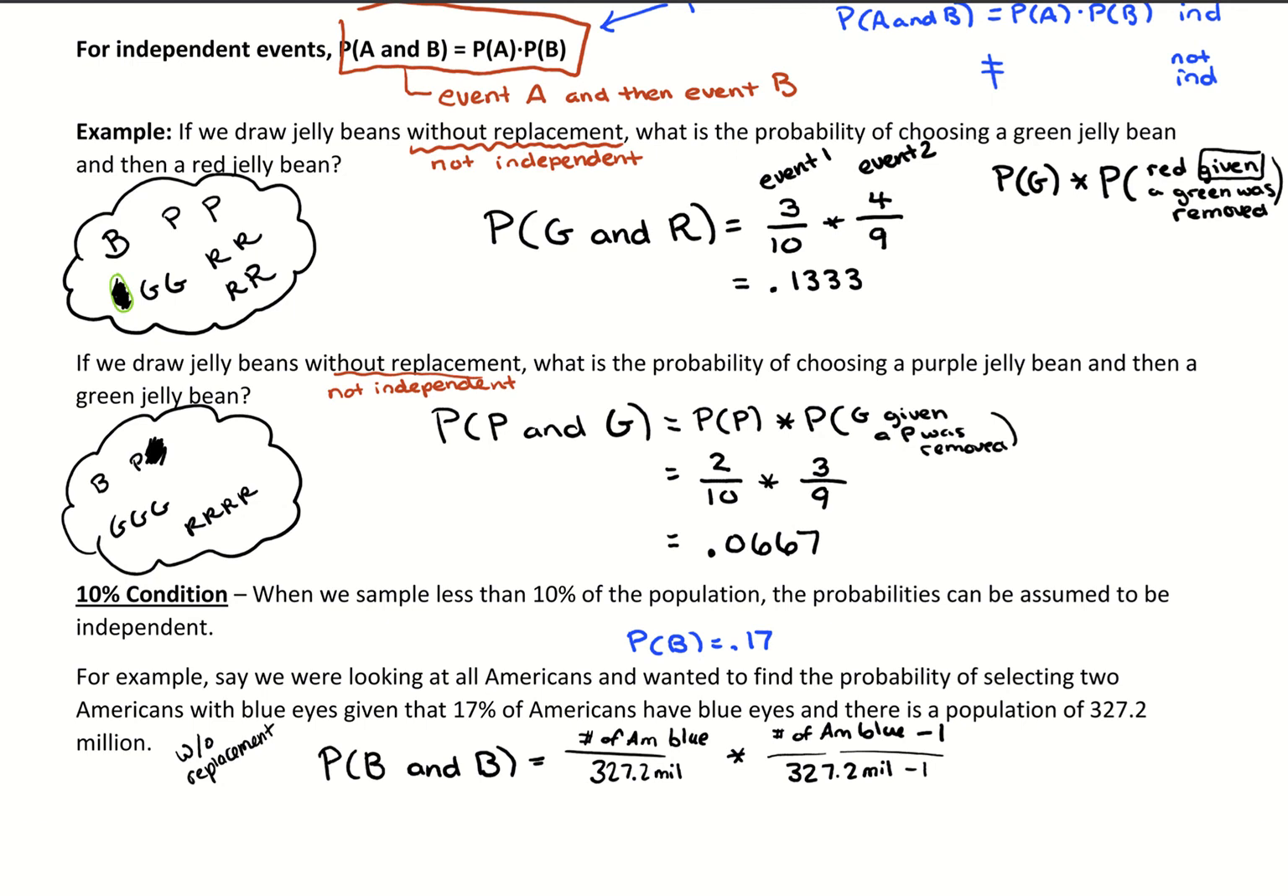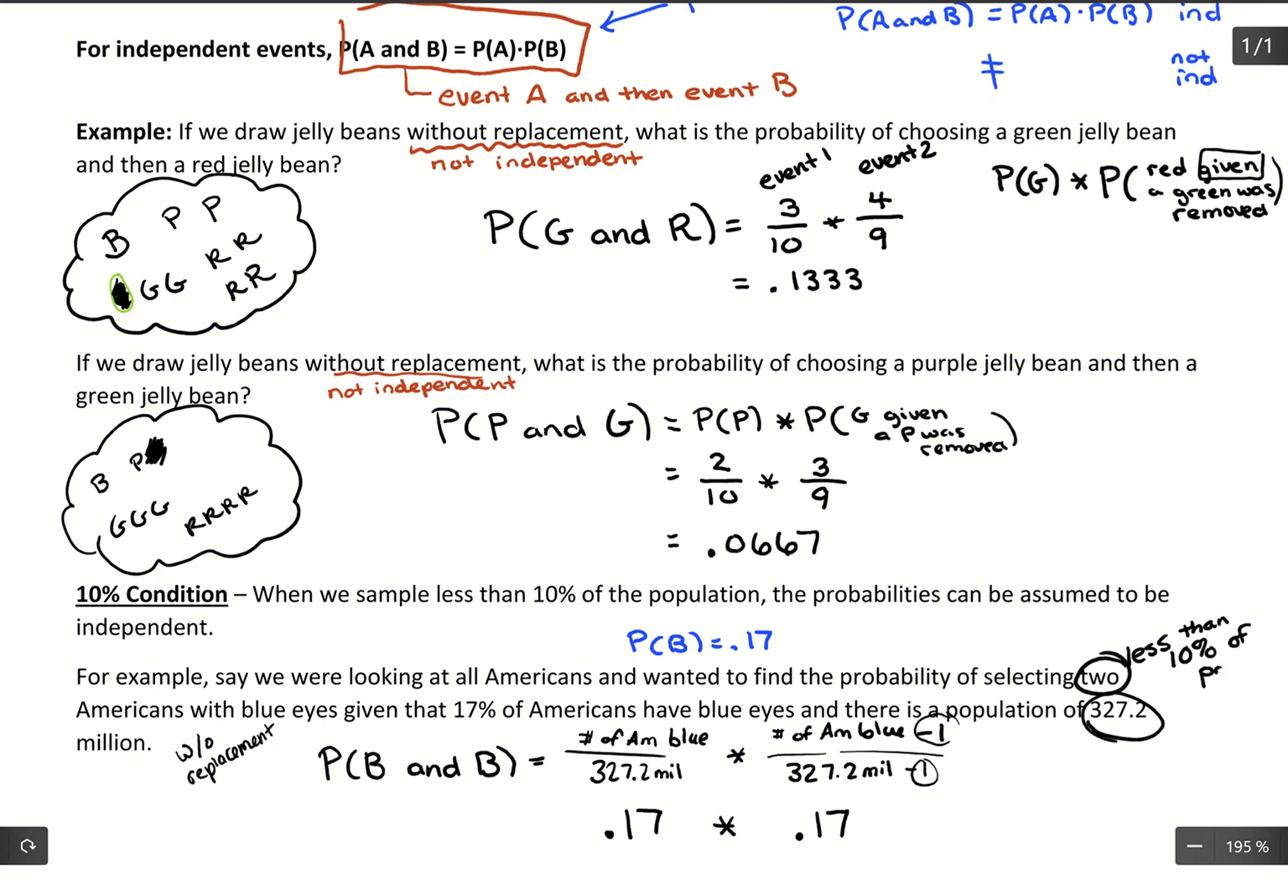Since we're working with such large numbers here, this subtraction of 1 isn't really going to do anything. This first probability is going to be 0.17, and then we're multiplying, just by taking 1 away from the numerator and denominator, this is basically still going to be 0.17. And the idea is that we've only done this process 2 times. Our number of trials, 2, compared to 327.2 million, that sampling of 2 is less than 10% of our population.